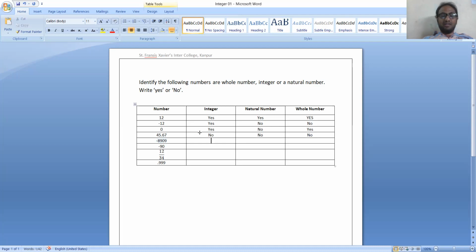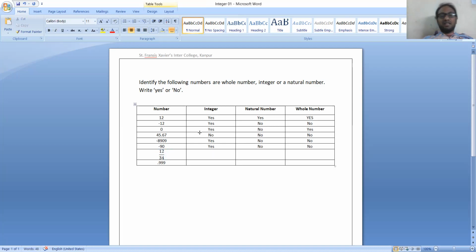This is again minus 89.09. You know that this is a negative number. Is it an integer? No, it is not an integer. Similarly, is it a natural number? No, it's not a natural number, because a natural number does not contain any negative number. Similarly, a whole number does not contain any negative number. So I think the explanation was very simple. You can easily understand it. The same idea applies here. Minus 90 is an integer, but it is not a whole number as well as not a natural number. I already gave you the explanation.